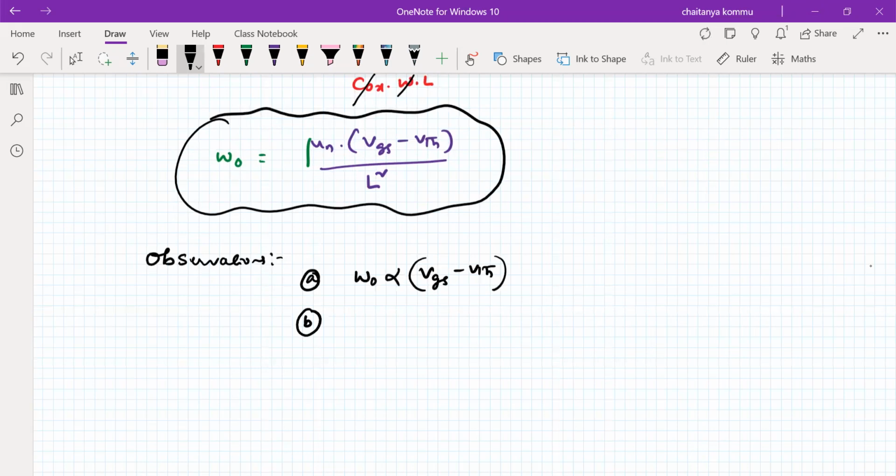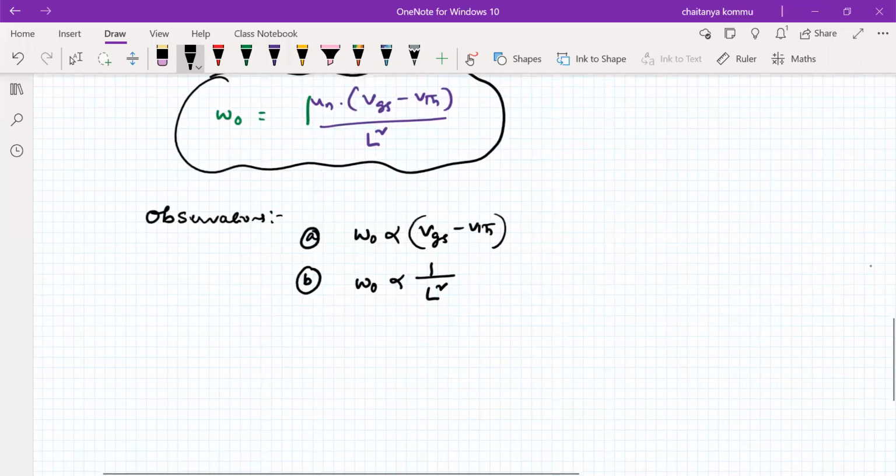The second point is that if you want to increase omega naught, we also have to consider L square. If you decrease the length of the transistor by a small amount, omega naught will increase drastically because the square dependency is there. That's what we can observe.